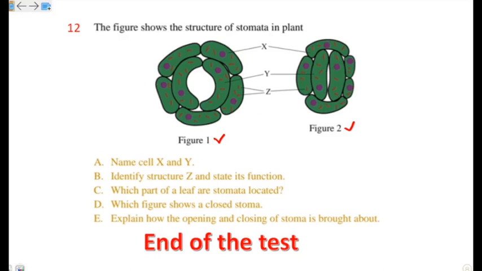So when we look at this figure, cell X is this cell right here. Then cell Y, we have this and this right here. So what is the name of cell X and what is the name of cell Y? All right, this cell X is the epidermal cell. When you look at cell Y right here, this is the guard cell.